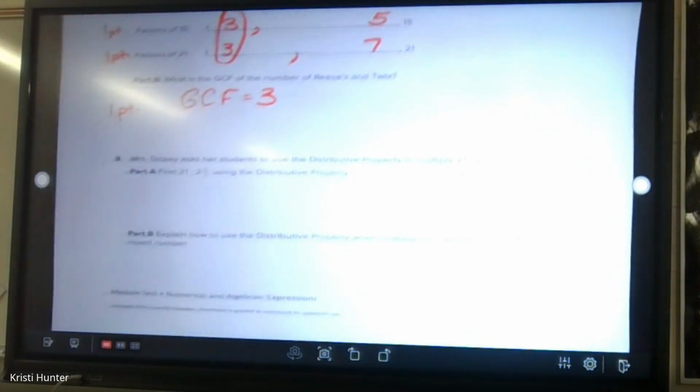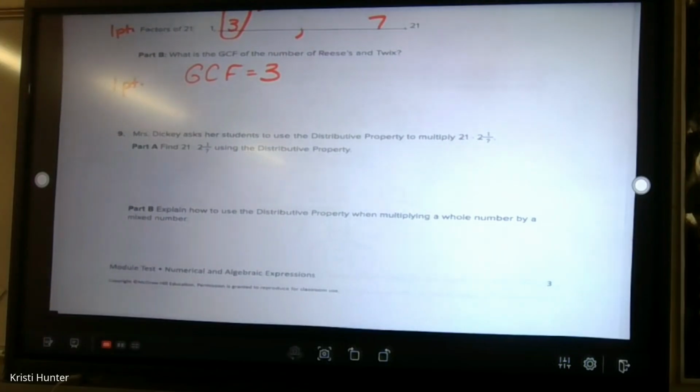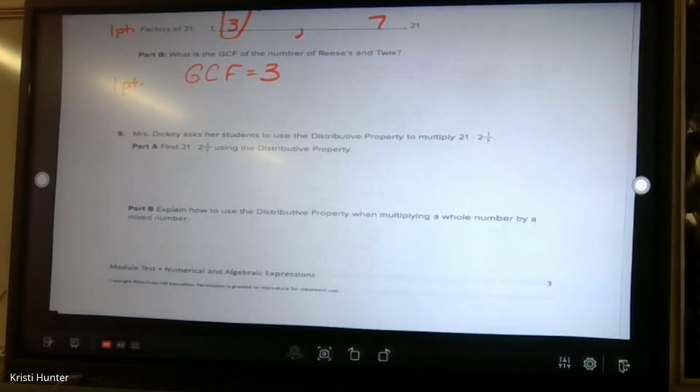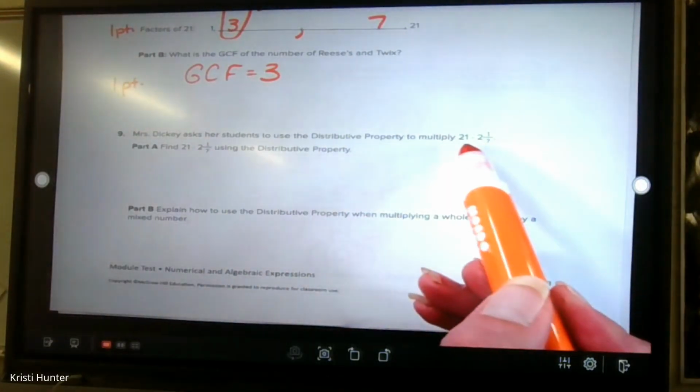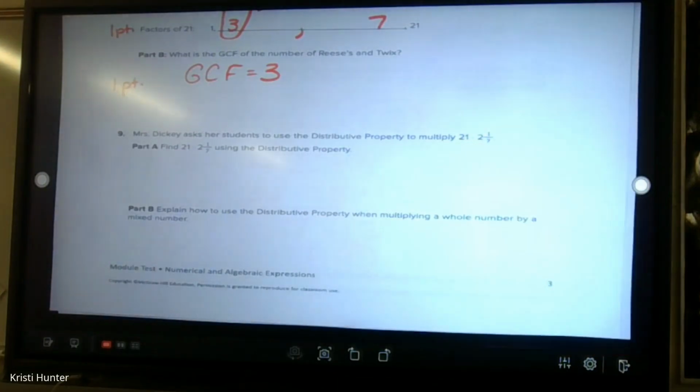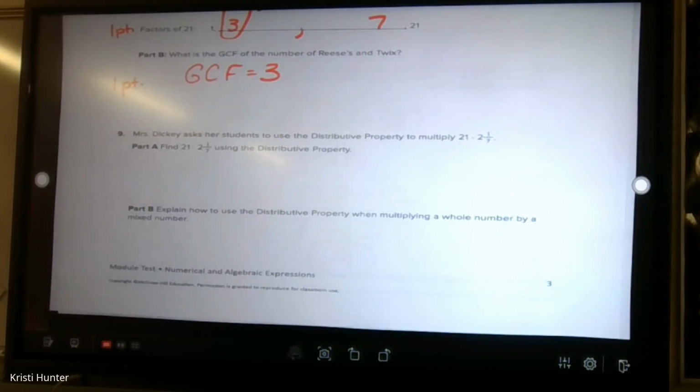Number 9 is using that distributive property. It already set your greatest common factor. It already pulled it out and said your greatest common factor is going to be 21. And we need to figure out what is 21 times 2 1/7. We've worked out problems like this. We had to make it an improper fraction and then go through and multiply. But it says that we want to do it using the distributive property.